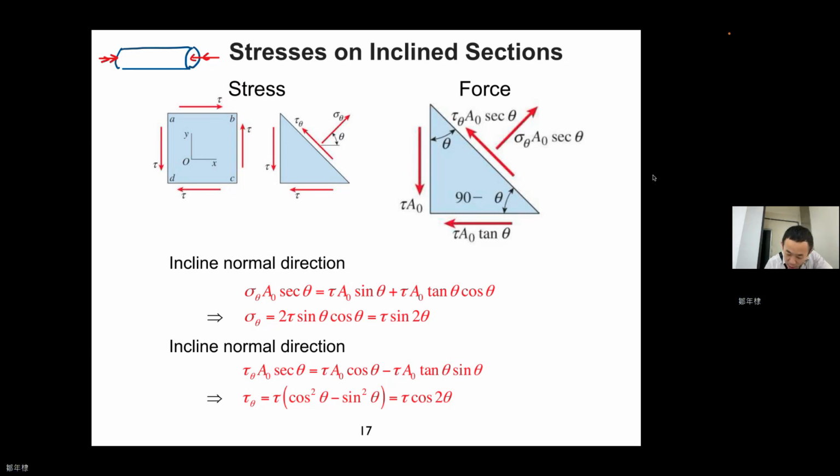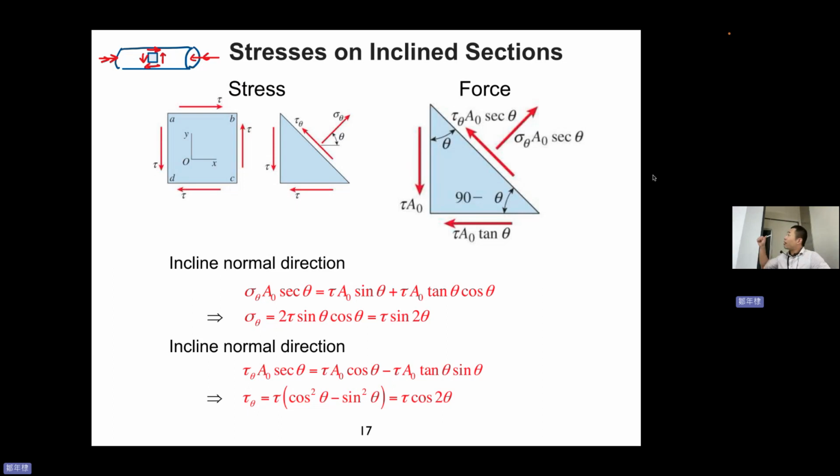the stress element undergo positive shear for the main surface. And this comes in pairs, right? Comes in pairs. Okay, so why?